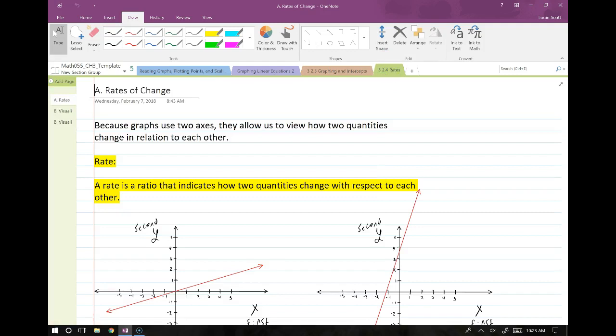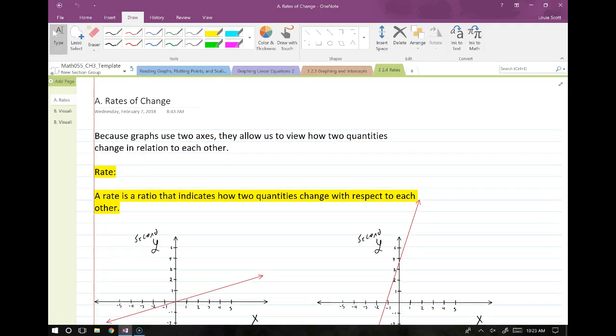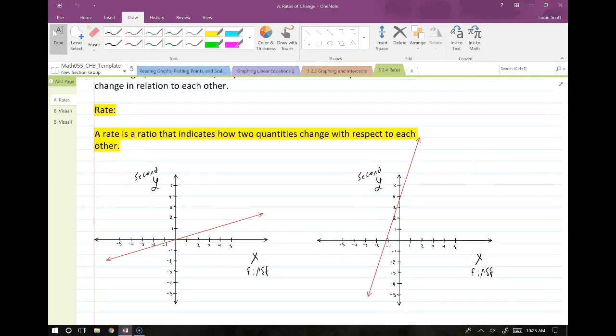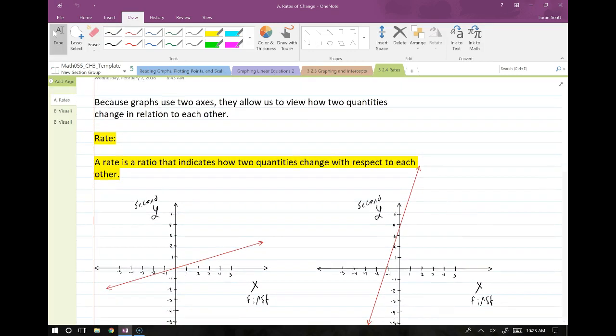That being said, let's go through to rates of change. Graphing in this class is a lot about rates of change, right? And the steepness of a graph tells us about that rate of change. Because we're using two axes, we can view how two quantities change in relation to each other. And so this is what we call a rate. A rate is a ratio that indicates how two quantities change with respect to each other.